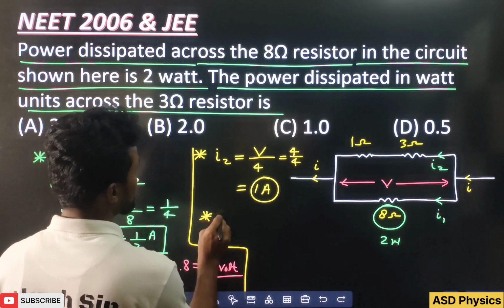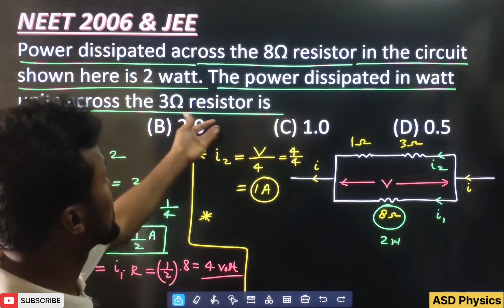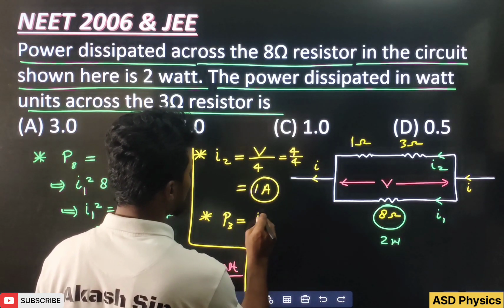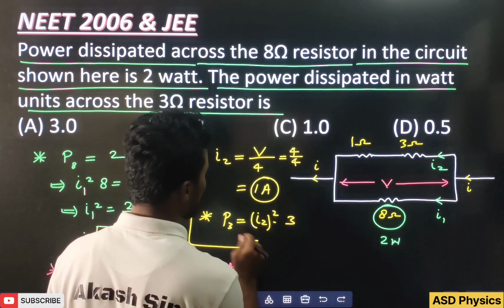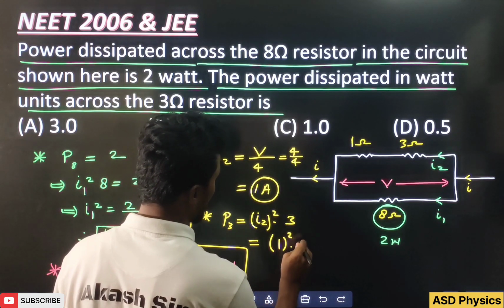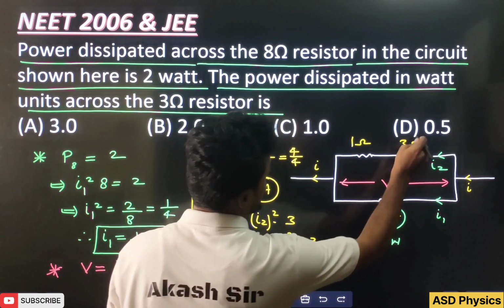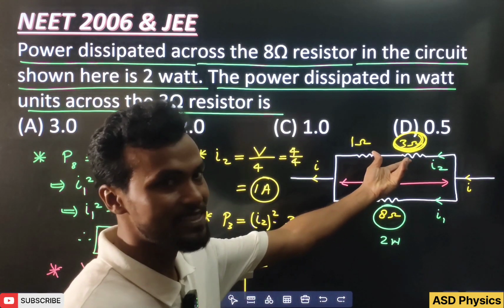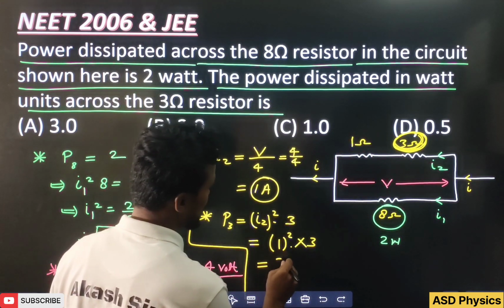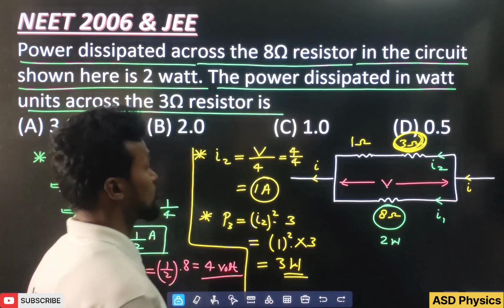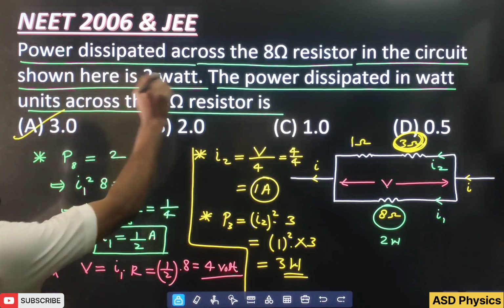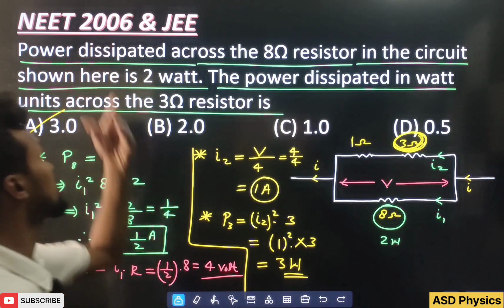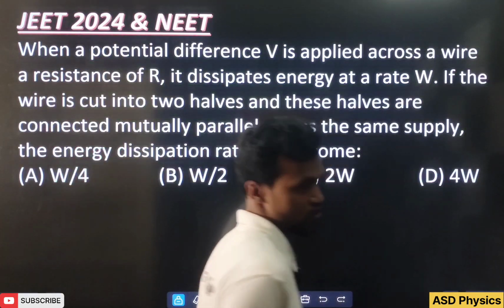Now what are they asking here? They are asking about the 3 ohm resistor. How much power will it dissipate? I can write I2 square into 3. So I2 square means 1 square into 3, that means 3 watt here. So which option is correct? You can see very well, option A is the correct answer. This kind of question is very common, that's why we have taken this NEET 2006 question.